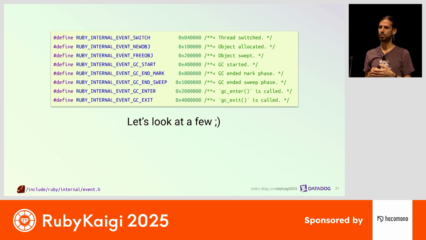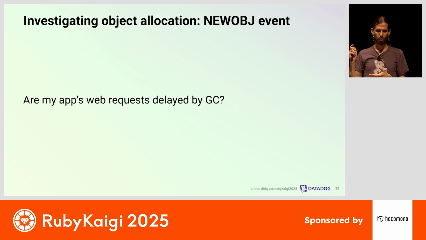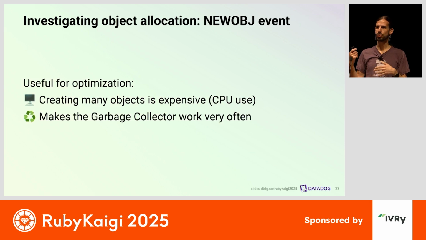So let's look at a few of these events and what cool things we can do with them. The first one is investigating object allocation, the new object event. It can be used to answer questions such as, are my application's web requests delayed by GC? Because you can use it to look at objects that are being created.